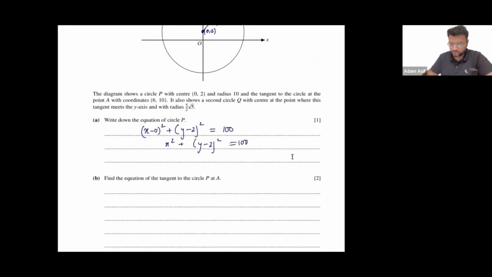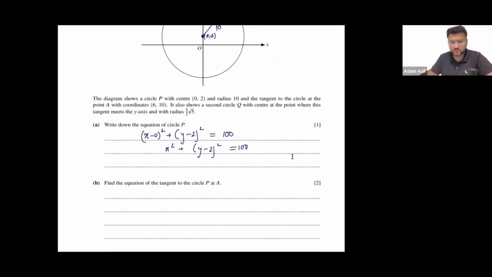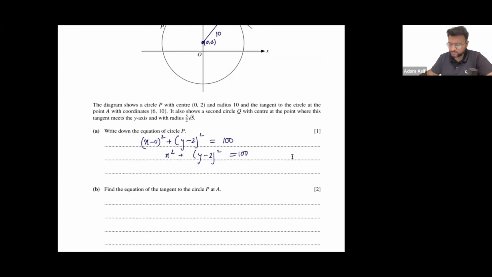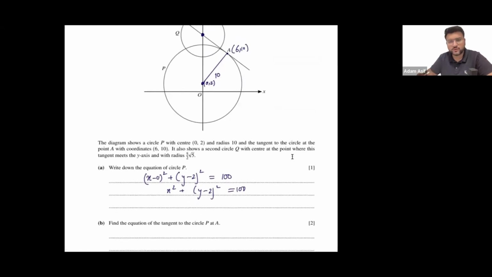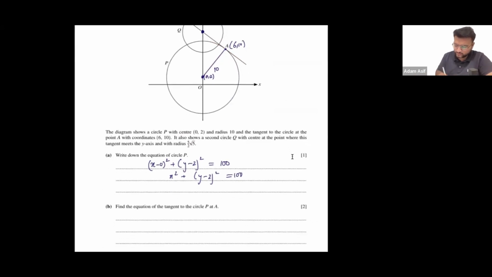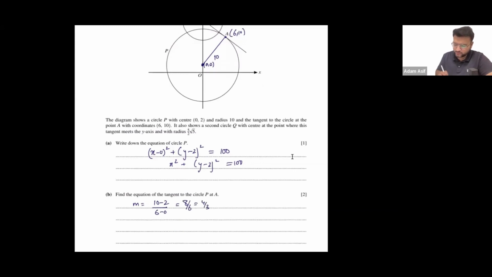Okay. Now part B, find the equation of the tangent to the circle P at A. To find the equation of the tangent, we need the gradient of the tangent. We know that the radius and the tangent are at 90 degrees, so if we just find the gradient of this line, the gradient of the radius line would be y2 minus y1 over x2 minus x1. That's 8 upon 6, which is 4 upon 3. So the gradient of the tangent line would be minus 3 upon 4.